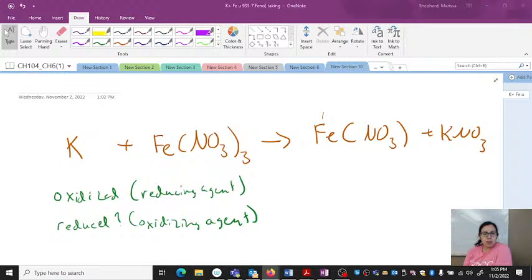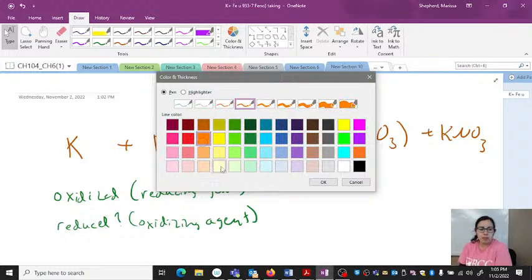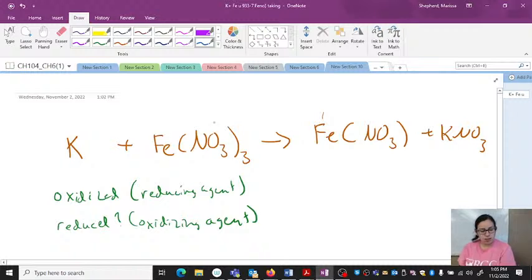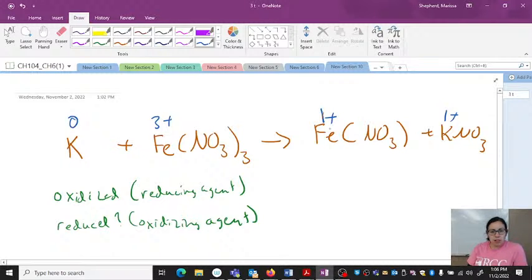So did we determine the oxidation states and then who's getting oxidized, who's getting reduced? So let's look at this one. Let's just assign the oxidation states. What's the oxidation state of potassium? 0. What's iron initially in this one? So 3 plus. And then what is potassium in this case? And what about iron in our new product? So 1.